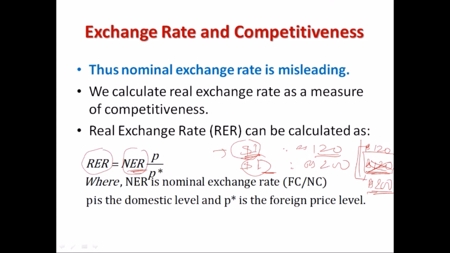The nominal exchange rate is simply the rate that we can see in the market. This 120 is nominal exchange rate, 200 is nominal exchange rate. But if we adjust this exchange rate with the inflation in Nepal and inflation abroad, we call it real exchange rate. Real exchange rate can be simply measured by nominal exchange rate times price level in Nepal divided by price level abroad. So this P star is the foreign price level.